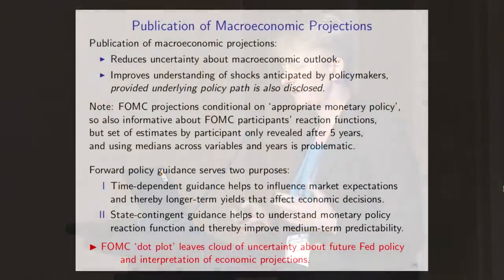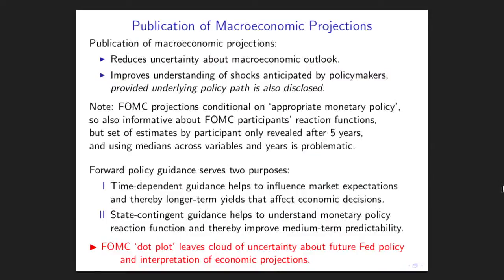Well, its dot plot is really about providing time-dependent guidance, but still leaves us with a cloud of uncertainty about future Fed policy, because we have no idea which of these dots correspond to voters and non-voters. So we cannot even identify the median voter from the dot plot. And since there are many different dots and we don't know how they line up with the projection estimates, they don't really help in interpreting the economic projections either. So there's clearly great scope for improvement here.